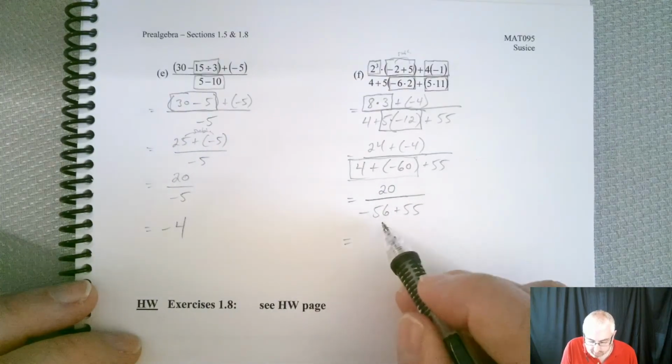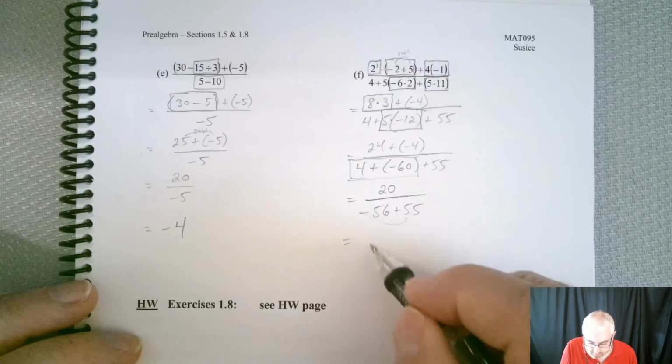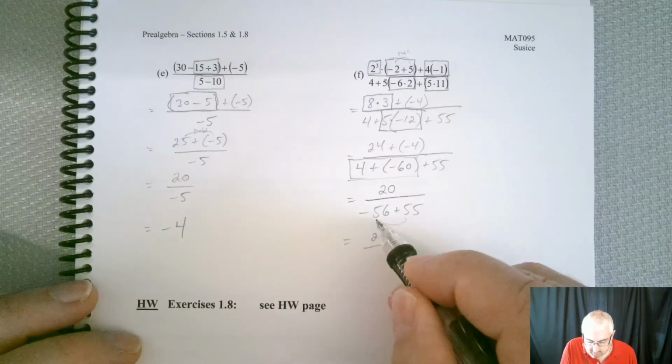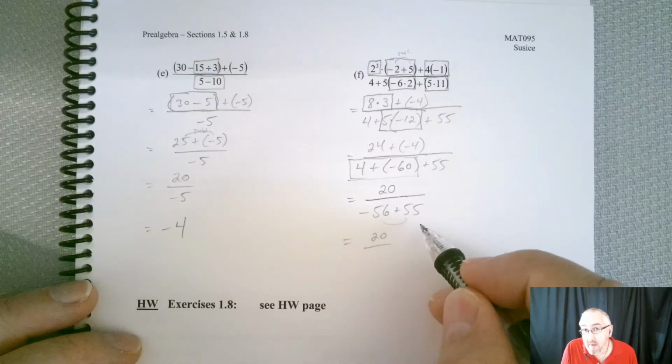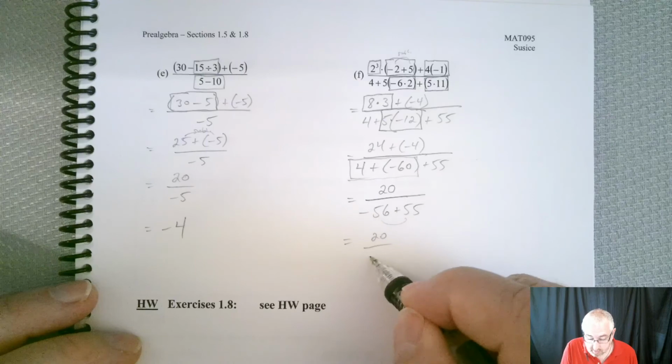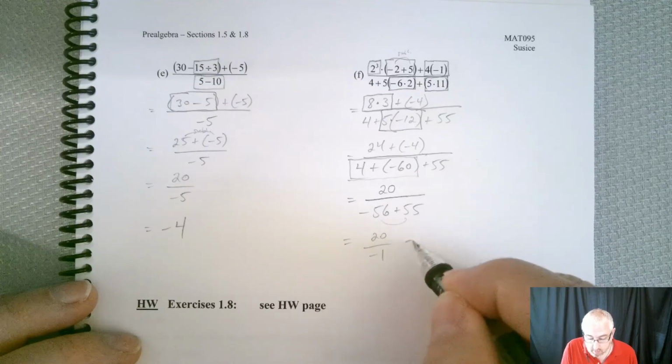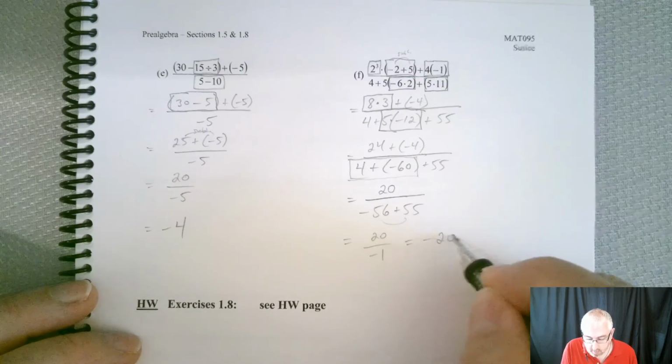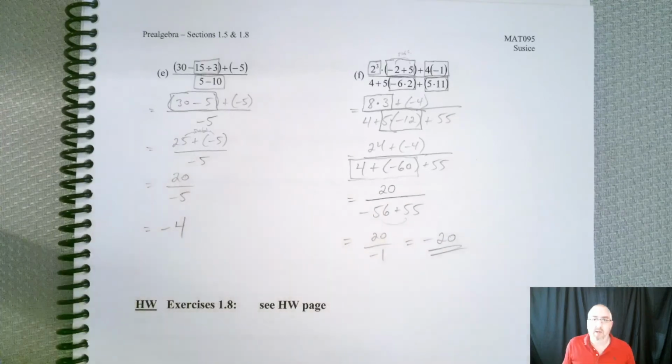All right, and then the last step for the bottom, negative 56 and 55. So we got to subtract, and we get a negative 1. And so now our answer should be negative 20. Whew. A lot of layers to it.